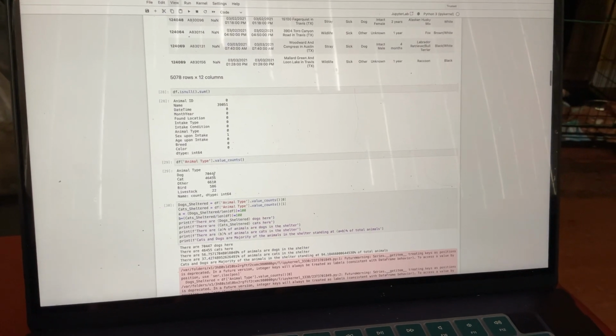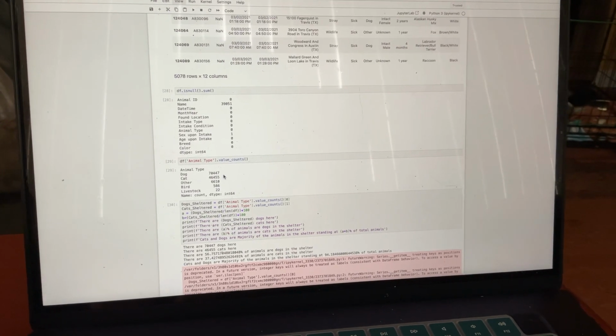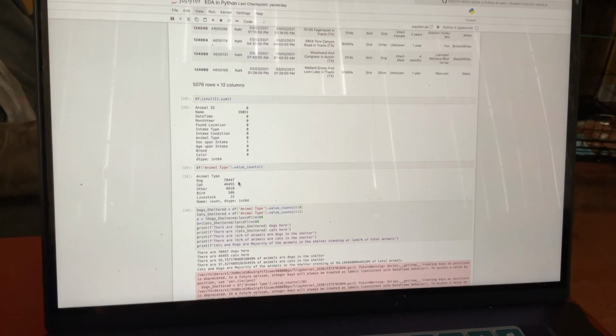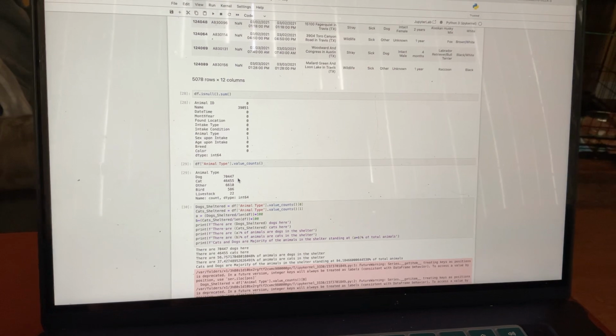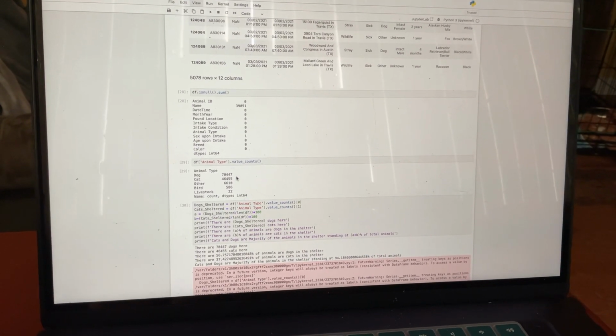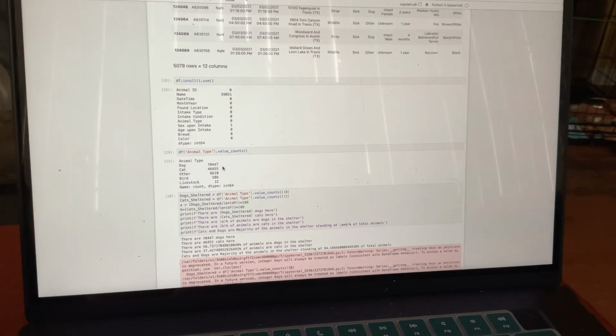So 70,447 dogs, 46,455 cats, 6,610 other, 586 birds, and then livestock was 22.